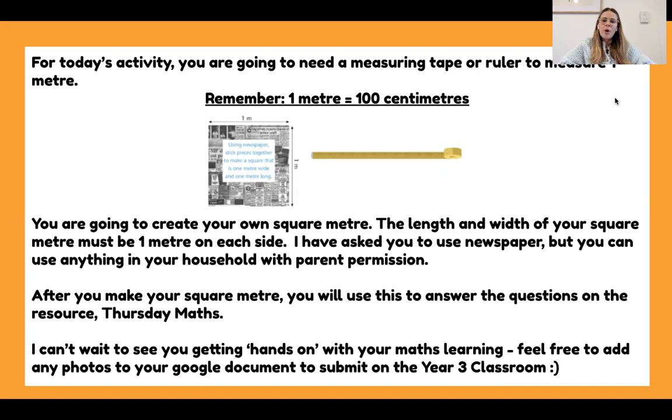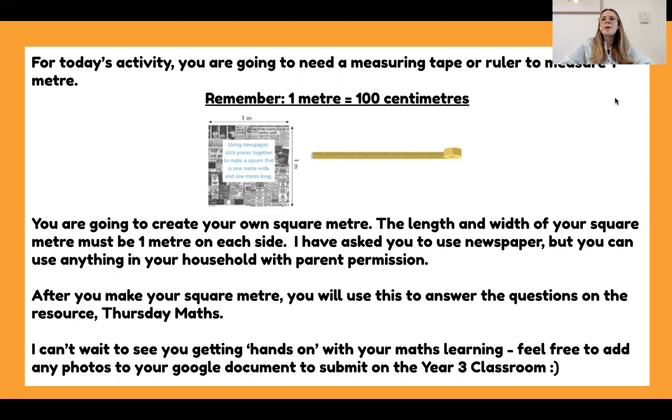You are going to create your own square meter today. So I'm really looking forward to you getting hands-on in your maths again, and not just doing some questions on paper. You're going to actually get involved today. The length and width of your square meter must be 1 meter each side, okay? In today's activity, I've asked you to use newspaper because that is quite easy to stick together. It's already quite large. You can cut it and manipulate it quite easily. But if you don't have newspaper, you can use absolutely anything in your household or in the classroom with your parent or teacher permission, okay?